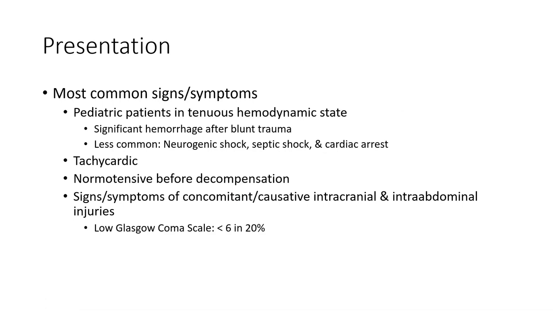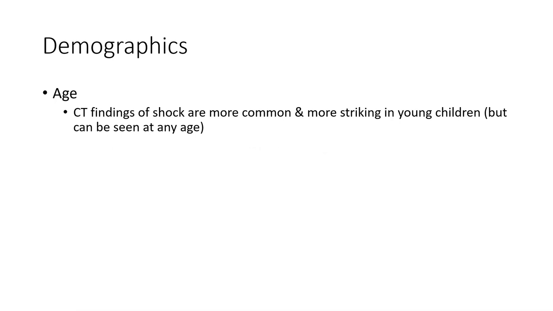They will present with tachycardia, normotensive before decompensation, signs and symptoms of concomitant causative intracranial and intra-abdominal injury, low GCS, less than 6 in 20%. CT findings of shock are more common and more striking in young children, but can be seen at any age.